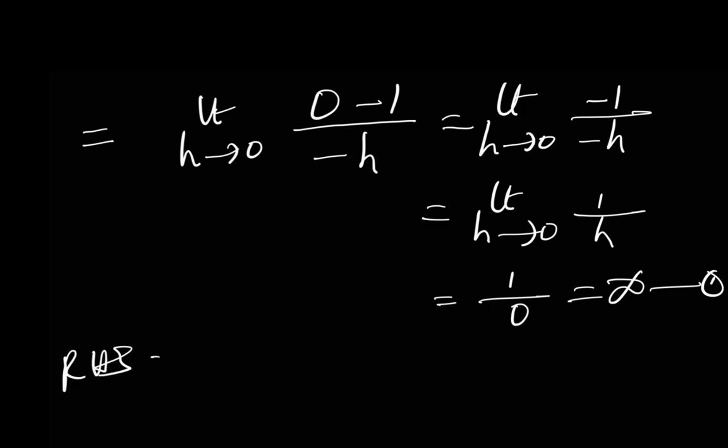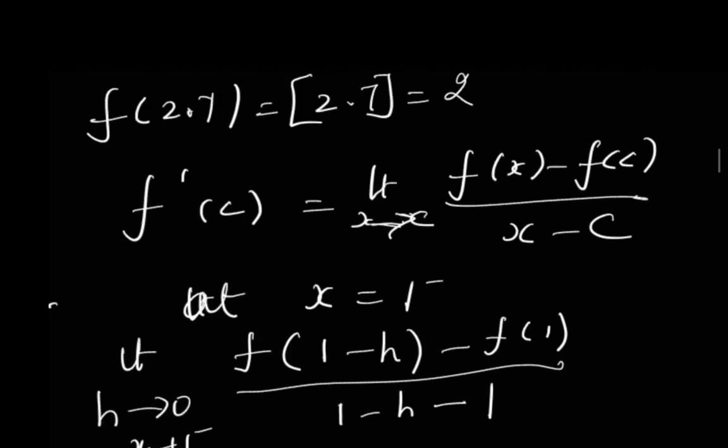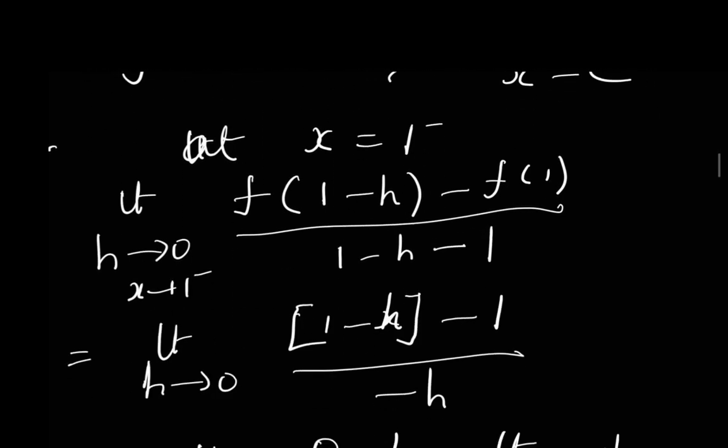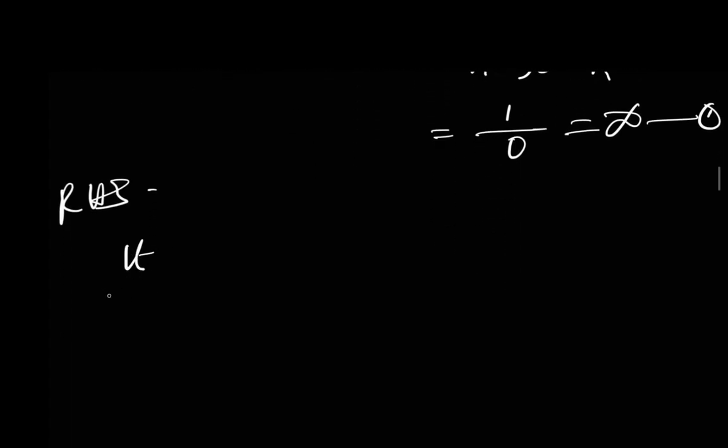For the right hand side, you take the function as here. I have seen that h tends to 0, x tends to 1 minus. Here limit h tends to 0, x tends to 1 plus.